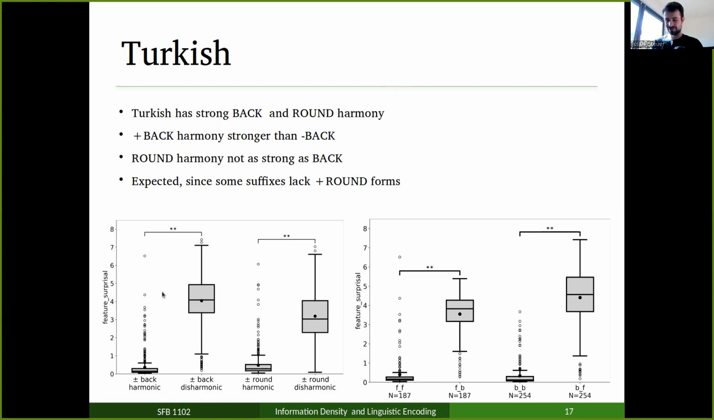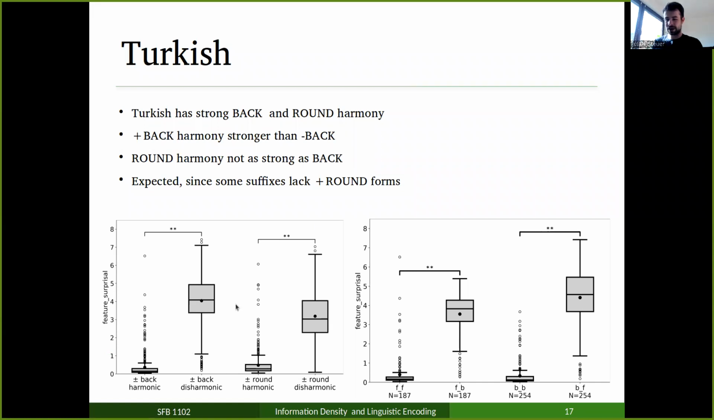The left-hand plot shows surprisal for back harmonic and back disharmonic sequences. Surprisal for harmonic sequences is really low. Here, I think the probability of a back vowel given a previously seen back vowel is close to 1. For the disharmonic condition, it's quite high. The same is true for the round harmonic and round disharmonic conditions: the harmonic condition has low surprisal, the disharmonic condition has relatively high surprisal.